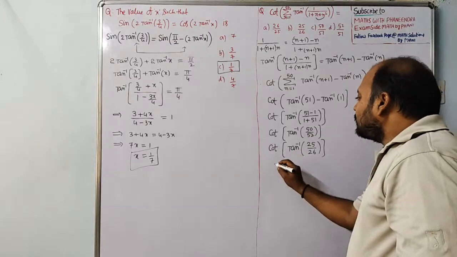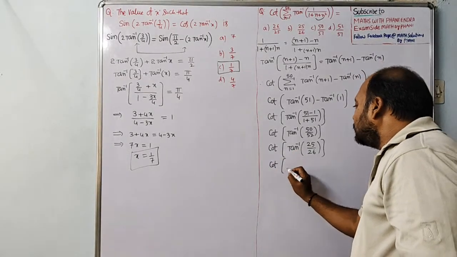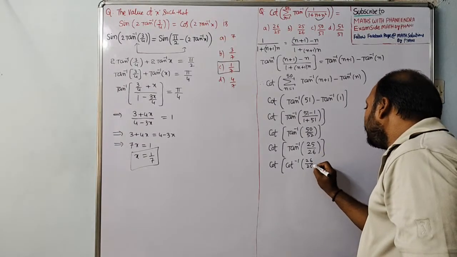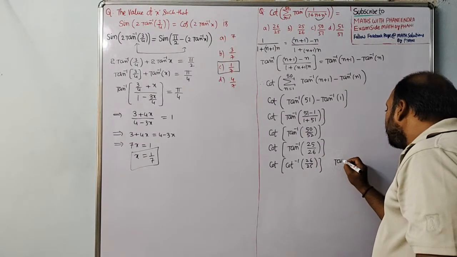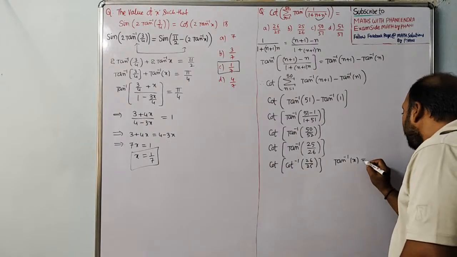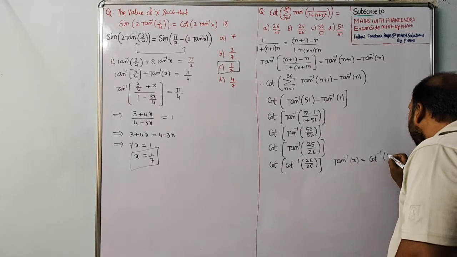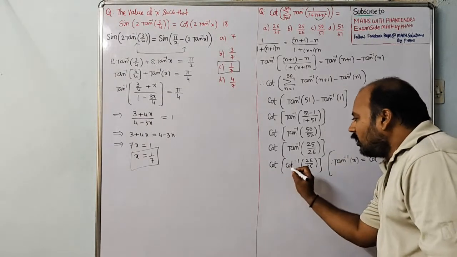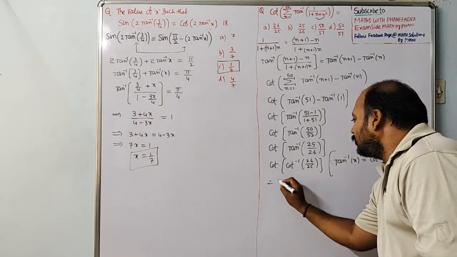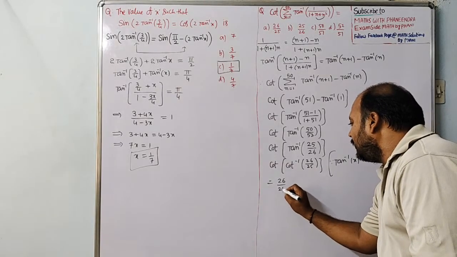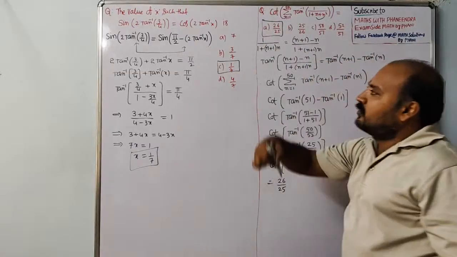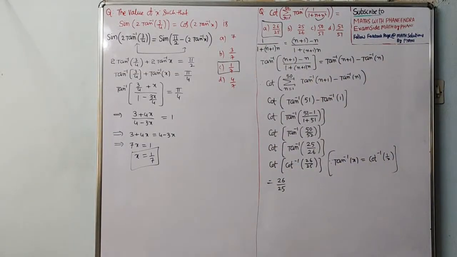So tan inverse I want to write in terms of cot inverse. So cot inverse of, whenever reciprocal we can write it now. So tan inverse x is equal to cot inverse of 1 by x. So by using this property, cot of cot inverse of x is x. So the answer is 26 by 25. 26 by 25 is in the first option, dear students.